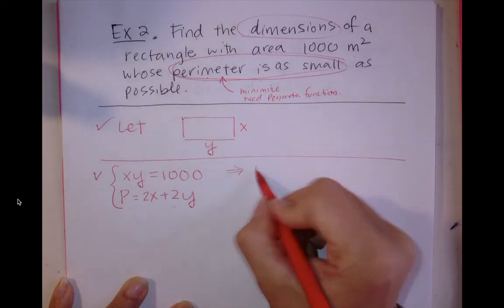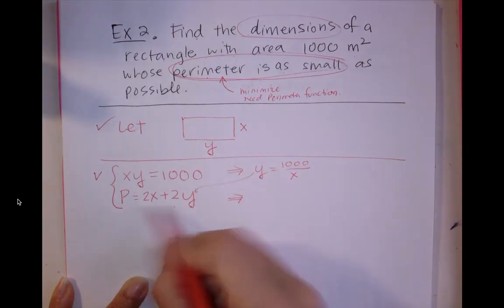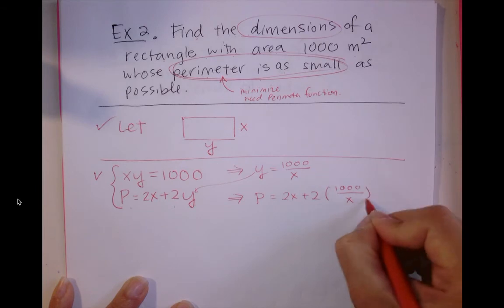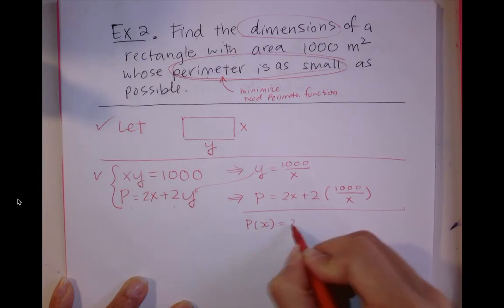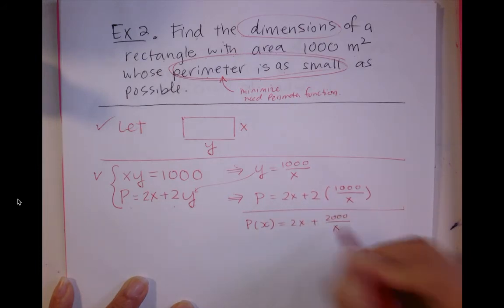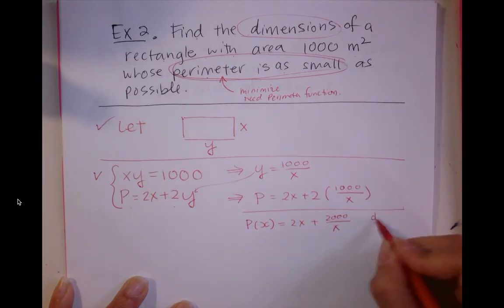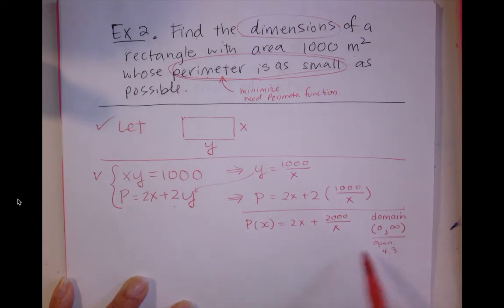So I look at this and I see y is equal to 1,000 over x, and then I plug this y into the expression for the perimeter, and I get the perimeter is equal to 2x plus 2 times 1,000 over x, which is nice because now I have a perimeter function in terms of x. It's P of x equals 2x plus 2,000 over x. My domain here: x represents the width, so the only sensible domain is that x is a positive number. Again, this is an open interval, which means I'm probably going to be using the techniques of section 4.3 as opposed to 4.1 with the closed interval method. So keep that in mind.